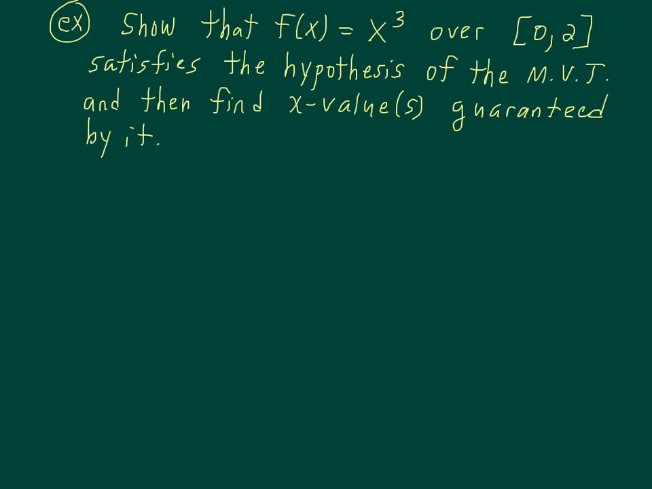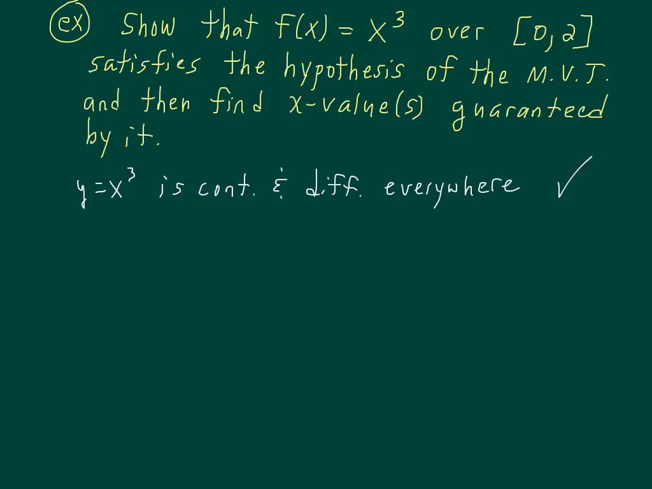In this example we have x cubed as our function. Our interval of interest is from 0 to 2. Again, those are referring to x values. We want to show that the mean value theorem applies here, and then we want to find the x value or values guaranteed by it. Well, y equals x cubed. This is continuous and differentiable everywhere in its domain. So it's certainly going to be continuous and differentiable from 0 to 2.